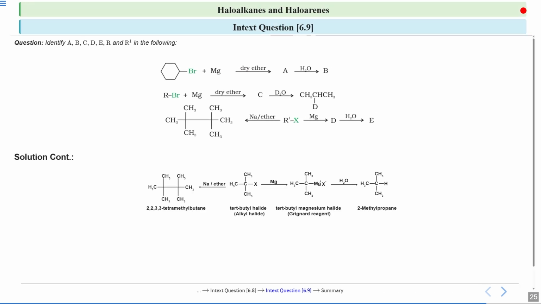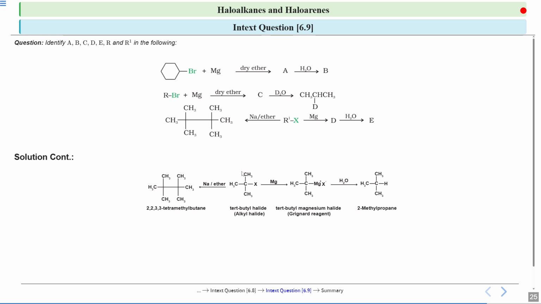Now, lastly, for this third reaction, where your R1X is undergoing the magnesium reaction, let's react it with magnesium metal. An alkyl halide reacting with magnesium metal will give you a Grignard reagent. The Grignard reagent you are forming is tertiary butyl magnesium halide, and when you react it with a water molecule, you will get an alkane, that is 2-methyl propane.